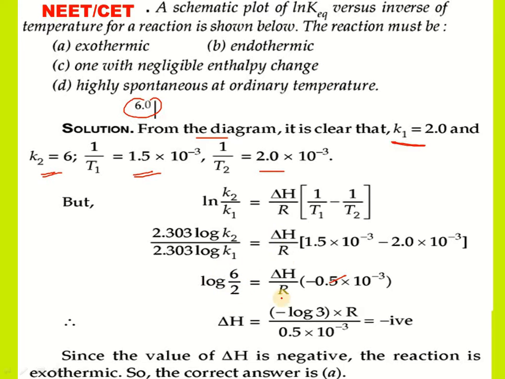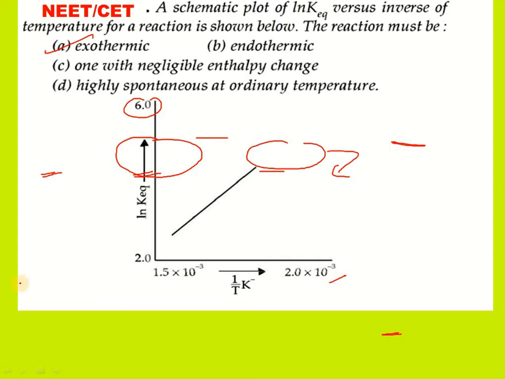So log 3 is equal to delta H by R into minus 0.5 10 to the power minus 3 Kelvin. Why? Because this 1 by T1 value from the graph is 1.5 10 to the power of minus 3, and 1 by T2 value is 2.0 10 to the power of minus 3. These values are substituted in this expression. Then after simplifying, the delta H value is minus log 3 into R by 0.5 10 to the power minus 3. That will definitely be negative. So the reaction is exothermic. That indicates the correct answer is option A.